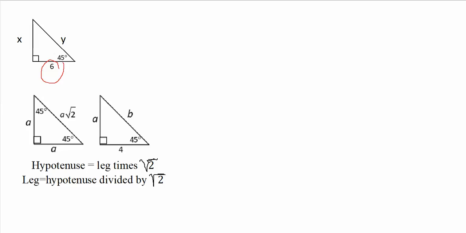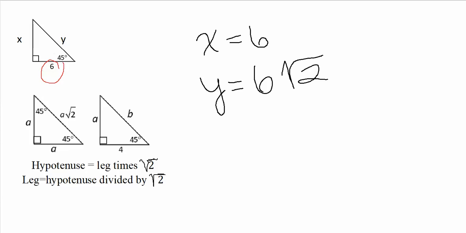Notice the side labeled 6 is a leg. It is next to the right angle, not across from it. So I know that the legs are equal. X is also a leg. Since X is a leg, X is equal to 6. Y is the hypotenuse. The formula says that the hypotenuse is the leg times the square root of 2, or 6 square root of 2.